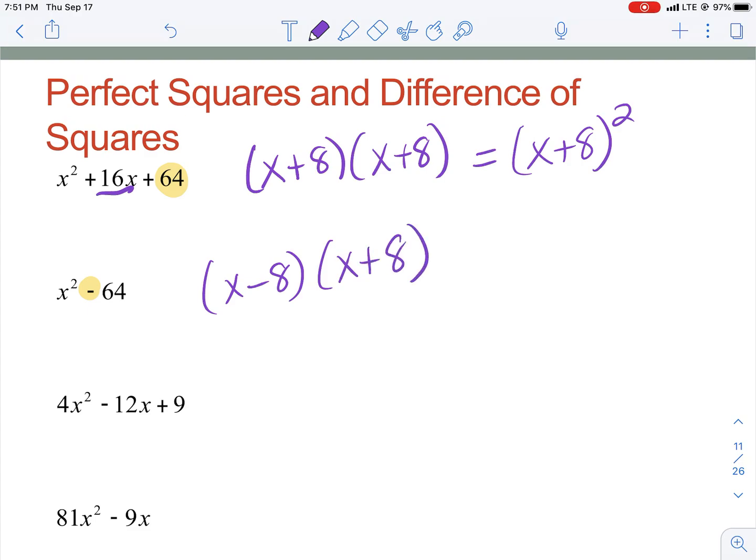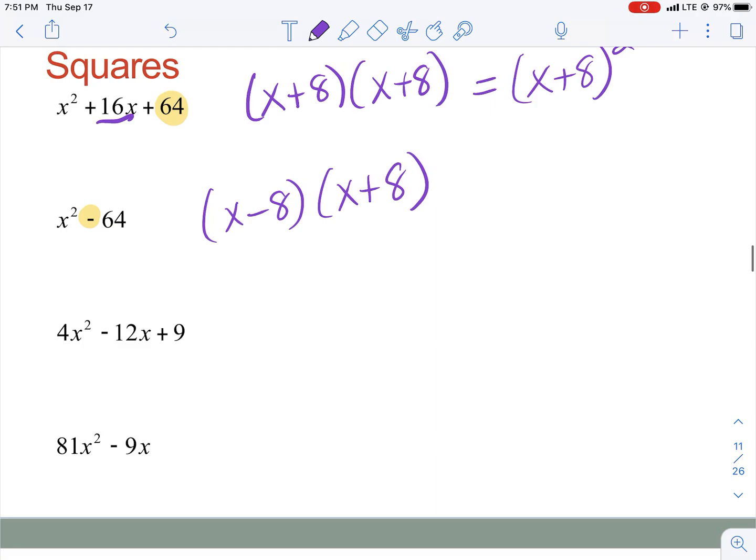Okay, the next problem is a little bit harder to see. You might not notice it's perfect squares, but you will get it when you get the table. Factors of 36 that add up to negative 12. Isn't that a negative 6 and a negative 6?